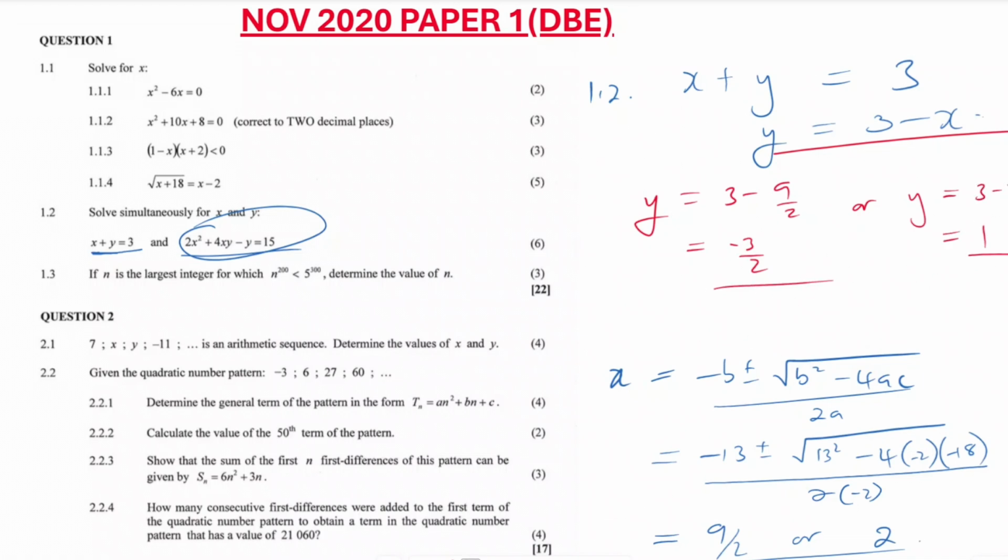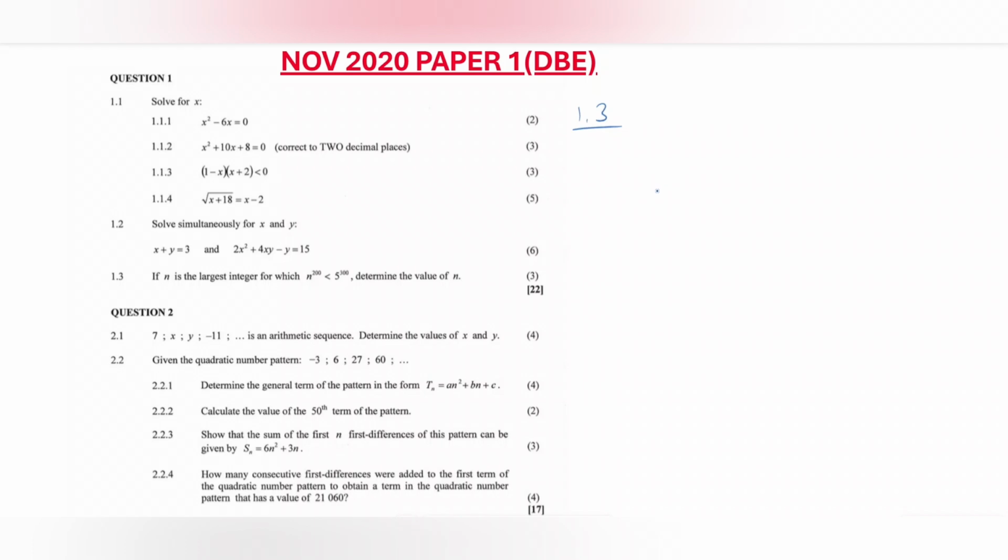So our solutions is x is equal to 9 over 2 or 2, and y is equal to minus 3 over 2 and 1. So the simultaneous equations in grade 12, usually they have 4 solutions, 2 for x values and 2 for y values. Let's go to the next question, 1.3. If n is the largest integer for which n raised to the exponent 200 is less than 5 raised to the exponent 300, determine the value of n.